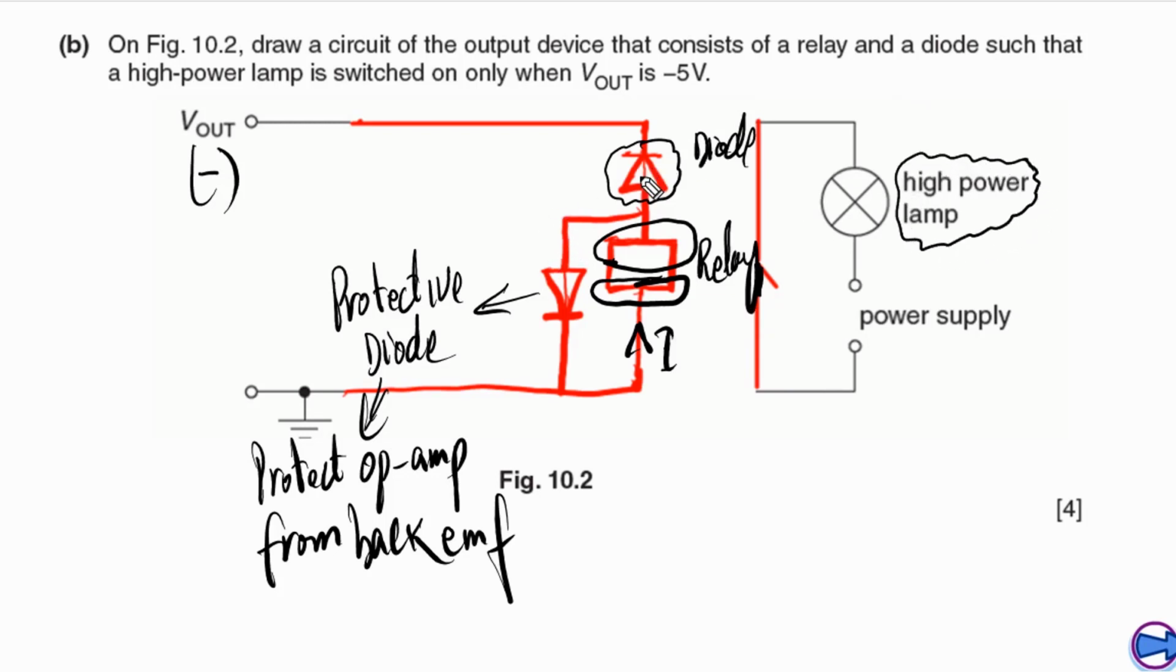One more thing you need to understand is that these two diodes always have to be connected in opposite directions. Opposite direction simply means that when this diode is pointing down, this one has to be pointing up, and if this one is pointing down, this one has to be pointing up.